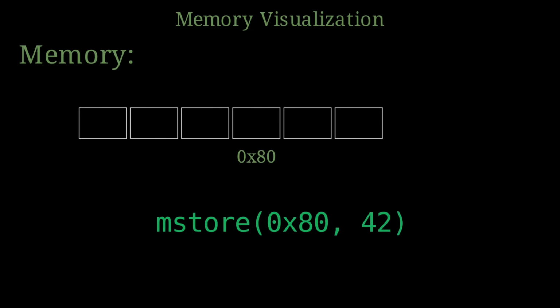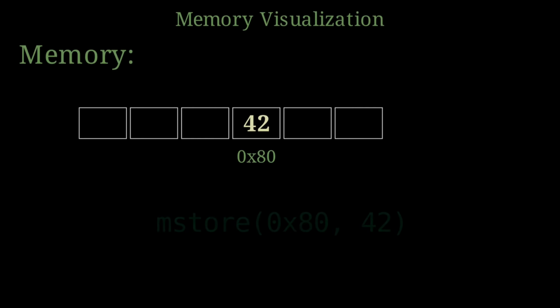Let's visualize this with a memory diagram. Here's memory represented as an array of cells. We're going to focus on offset 0x80. Now watch what happens when we execute mstore. The value 42 gets written to memory at offset 0x80.